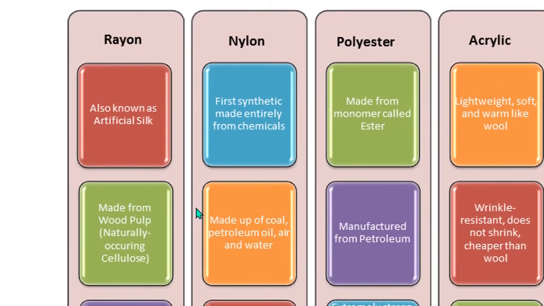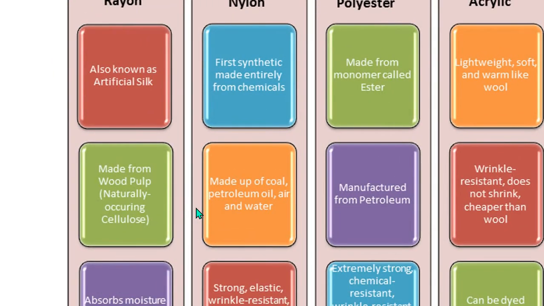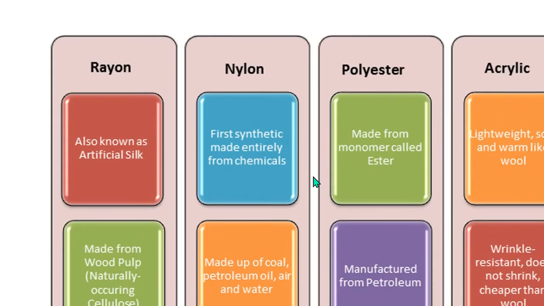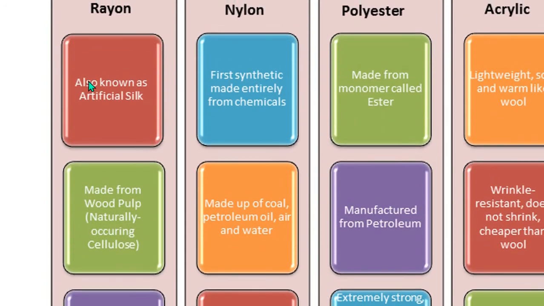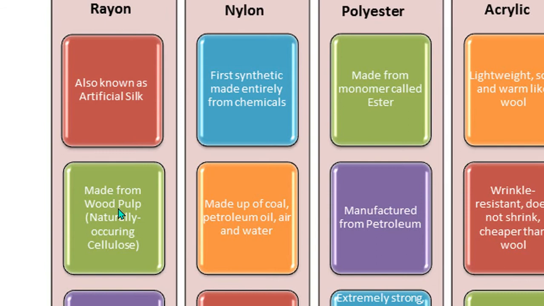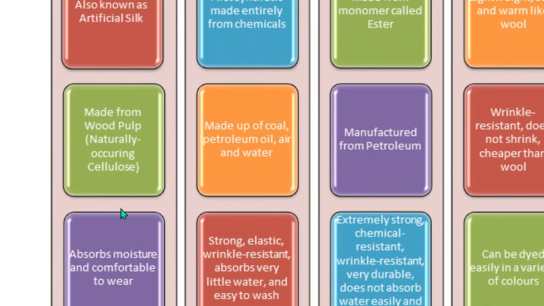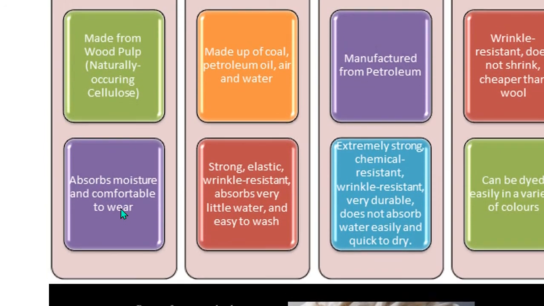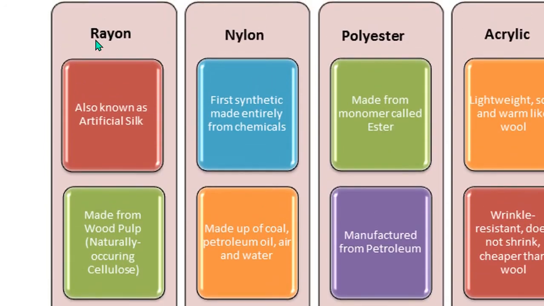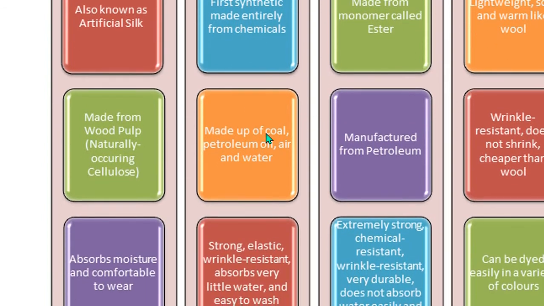And these are the synthetic fibers like rayon, nylon, polyester and acrylic, and these are the properties of synthetic fibers. You can see here rayon. It is also known as artificial silk and it is made from wood pulp, which is naturally occurring cellulose, and it absorbs moisture and is comfortable to wear. Which fiber? Rayon. And nylon. It's also a synthetic fiber and it is entirely made of chemicals. Made up of what? Coal, petroleum, oil, air and water.